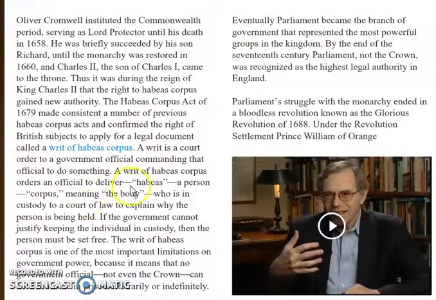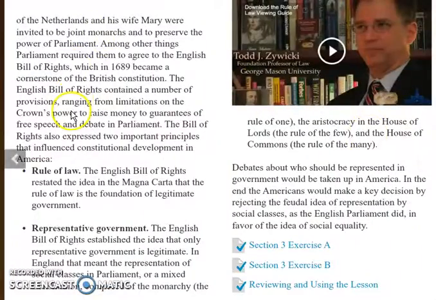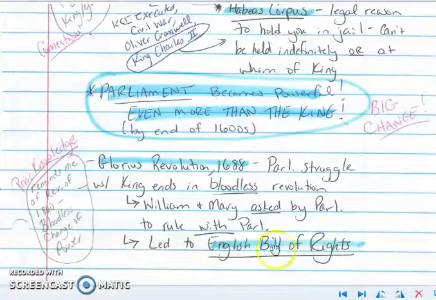in terms of looking at habeas corpus, for example, and how the Parliament's power supersedes that of the king by the end of the 1600s. So with the Glorious Revolution, what we're looking at here is how monarchs were actually asked to come and to rule over the people with stipulations. And so I have that noted with the Glorious Revolution here at the bottom of my page, where Parliament's struggle with the king ends in a bloodless revolution, where William and Mary are asked by Parliament to rule with Parliament. That's your stipulation. They kind of had to follow the rule of law, and also be willing to rule and work with Parliament. This is going to lead to the English Bill of Rights.